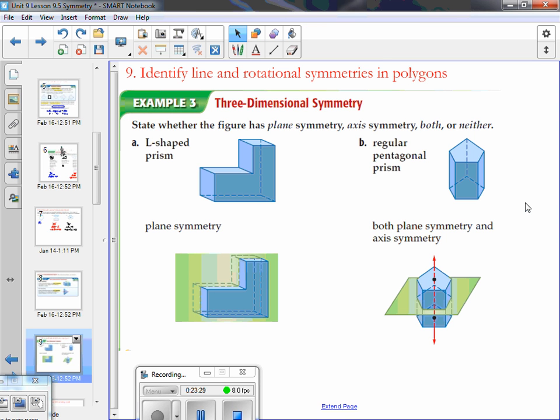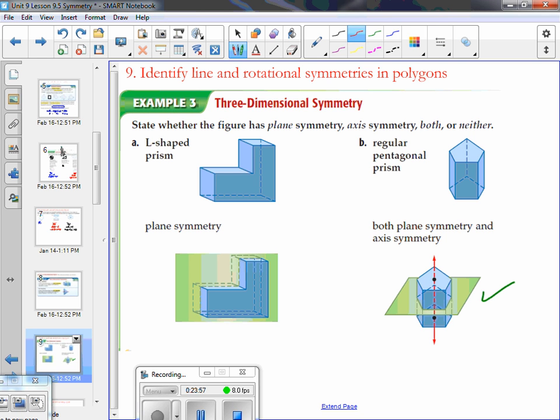I think this is sort of interesting. That this regular pentagonal prism has plane symmetry in the same way that the example A had. Okay? You can cut it, but now it's got to be a horizontal plane instead of a vertical one that does it. And it's got to be midway between the top and the bottom base of the prism. But you see here the green plane. You can cut it into two equal halves so it has plane symmetry.